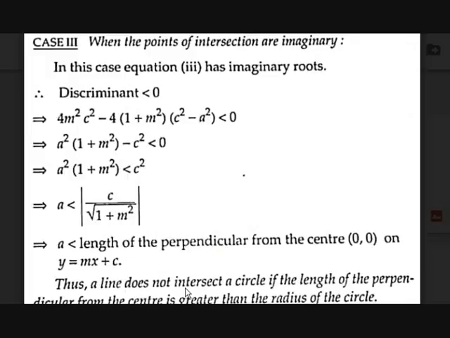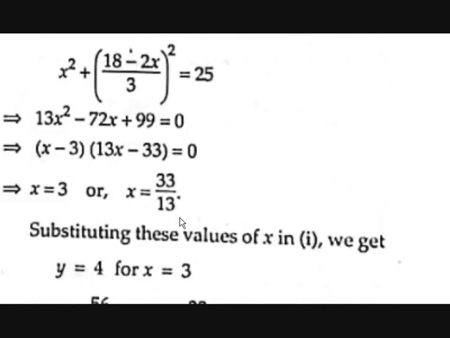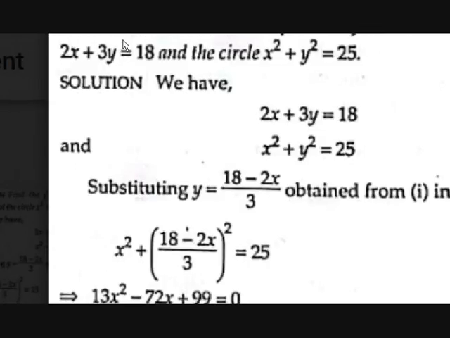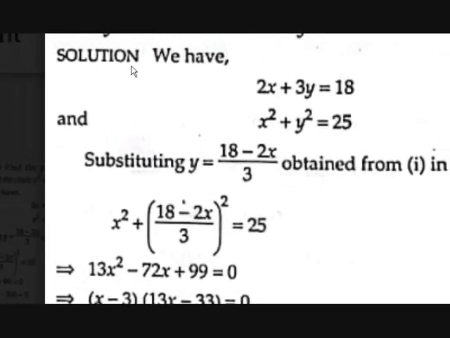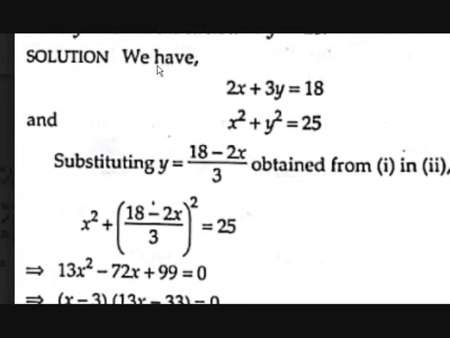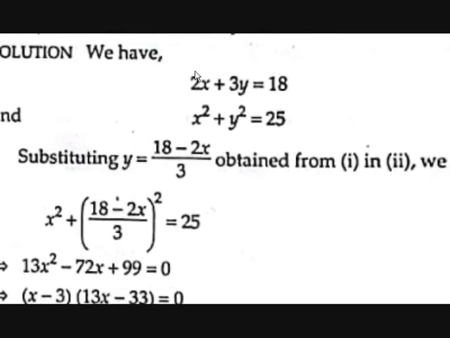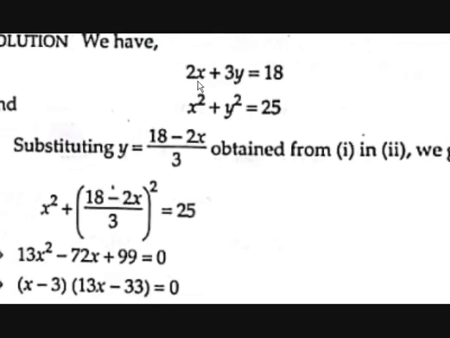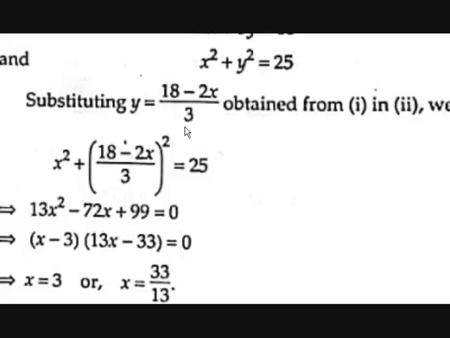Now let's see an example on finding the points of intersection. Okay guys, here there are two equations, 2x plus 3y is equal to 18 and x square plus y square is equal to 25. Now what we should do is find the points of their intersection. How can we do that? Here 2x plus 3y is equal to 18. If you send 2x to the other side, 3y is equal to 18 minus 2x. So y is equal to (18 minus 2x) by 3, right?